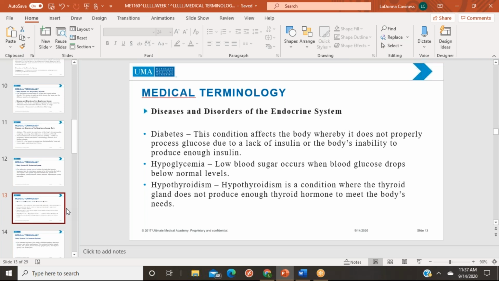Hypoglycemia, it's low blood sugar, and it occurs when the glucose level in the blood drops below normal levels. And here's another one, hypothyroidism. It's a condition where the thyroid gland does not produce enough thyroid hormones to meet the body's needs.